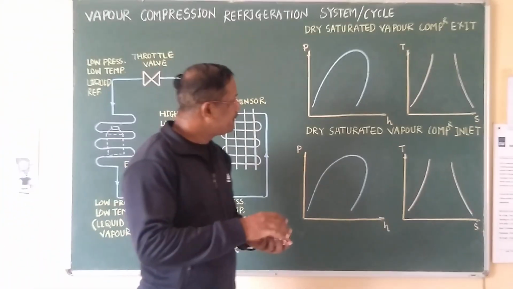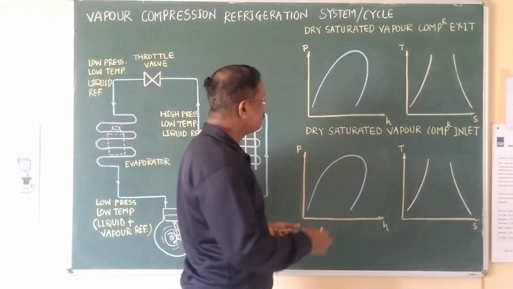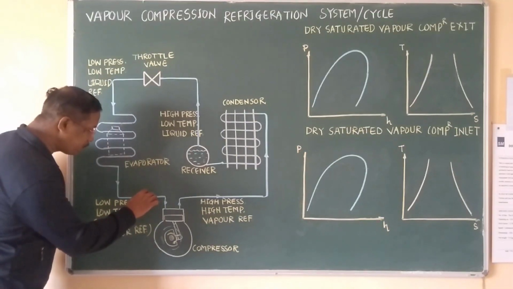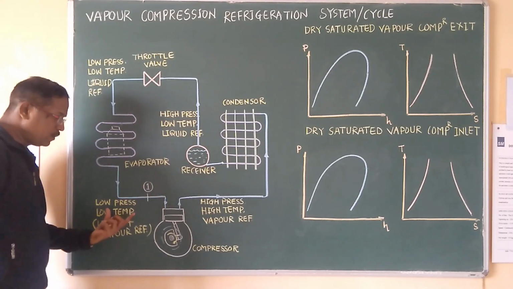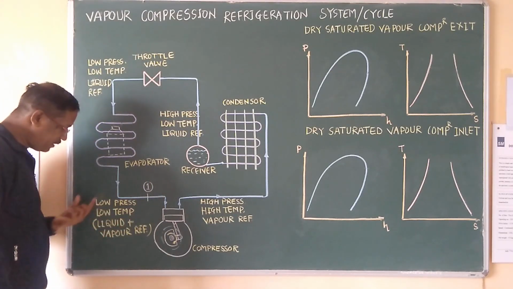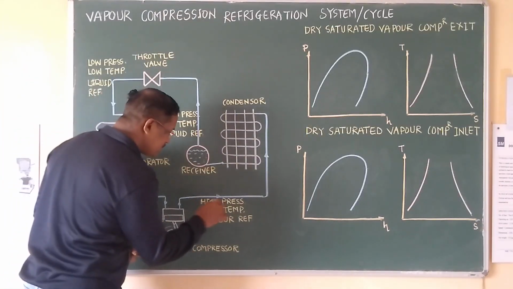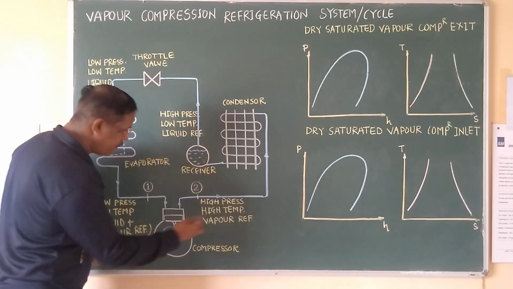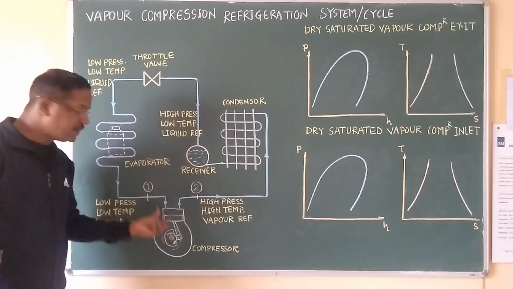So first we will see the pH diagram, pressure versus enthalpy. So we will mark, this is the inlet point. So this is the first point, having this property. After compression, this is the second point, having these properties. So compression is in between 1 to 2.